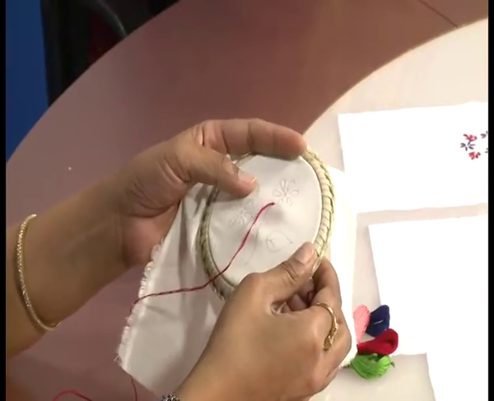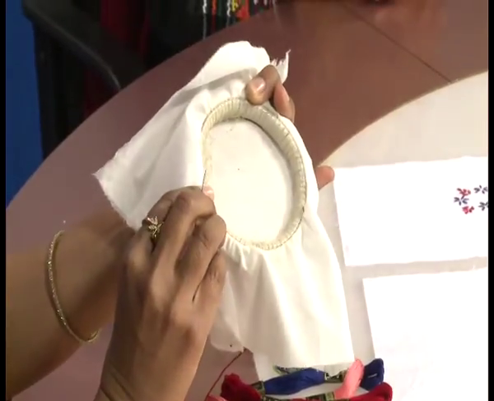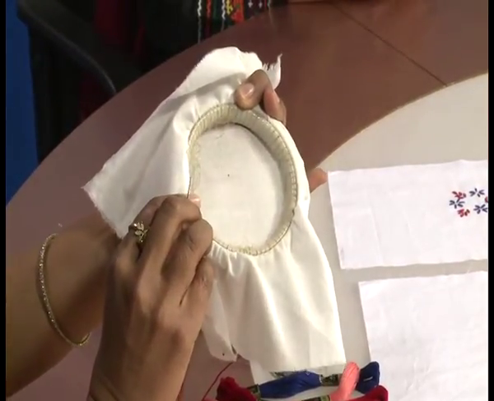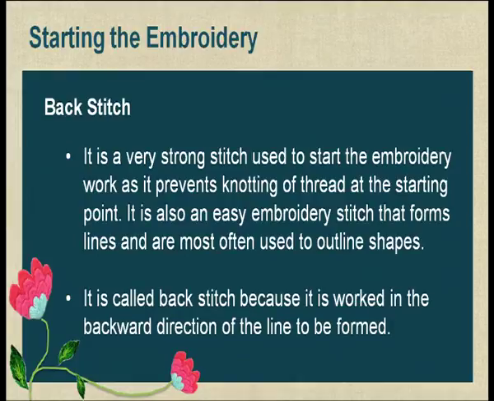Now we are ready to start the embroidery, and as you can see, there is no knot at the back. So now you have seen Sarika has just started the embroidery using a back stitch, and you must be wondering why it is called a back stitch, because the stitch was moving in the backward direction and it does not give any untidiness at the back.